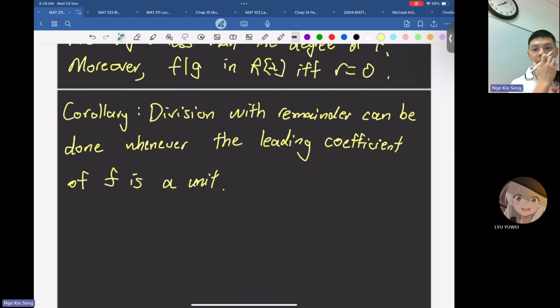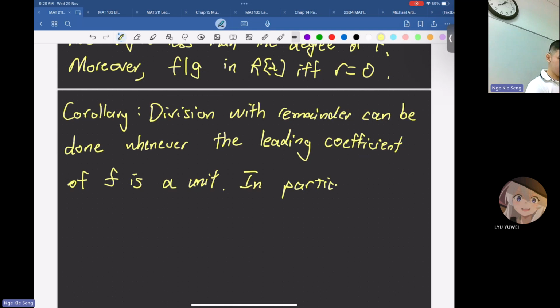So let's say in your ring, not every non-zero element is invertible, but some of them are invertible. Then you can still use it as a monic polynomial. Why? Because you can invert the non-zero coefficient back to 1.